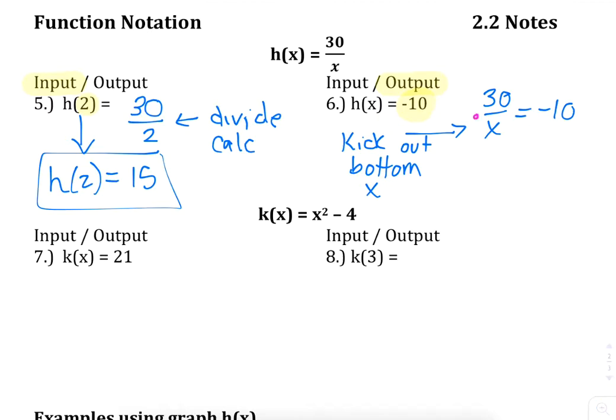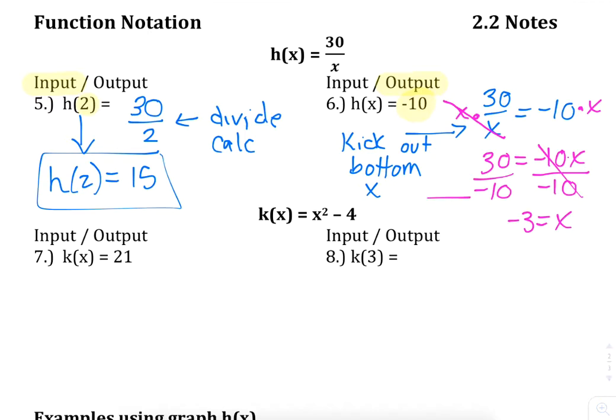Okay, we can multiply it out, cancel it off. That leaves me with 30 equals negative 10x, or negative 10 times x if you want to put the dot. Now, how do I get x by itself? Hopefully you're thinking division. If you're still saying adding, you probably want to come see me. We are going to divide out that negative 10, and my x comes out to be a negative 3.